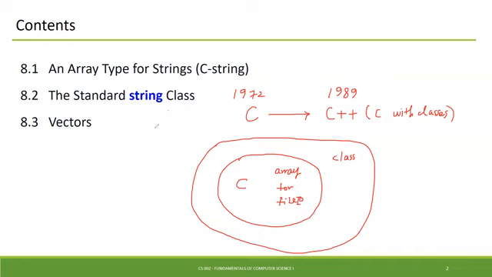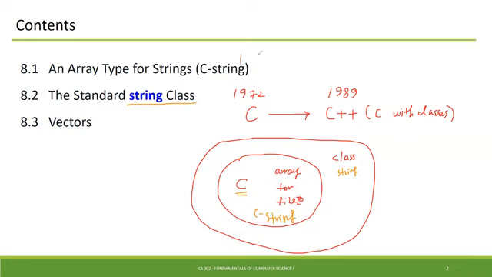So look at this one. I told you that string is a class. Here, string is a class. So C does not have any string concept. There is no string. So before C++ was created, C used C string to create strings, because C does not have any string.